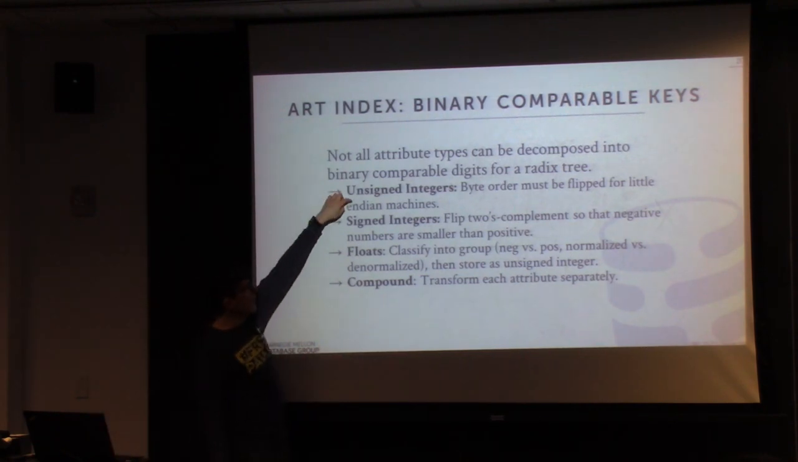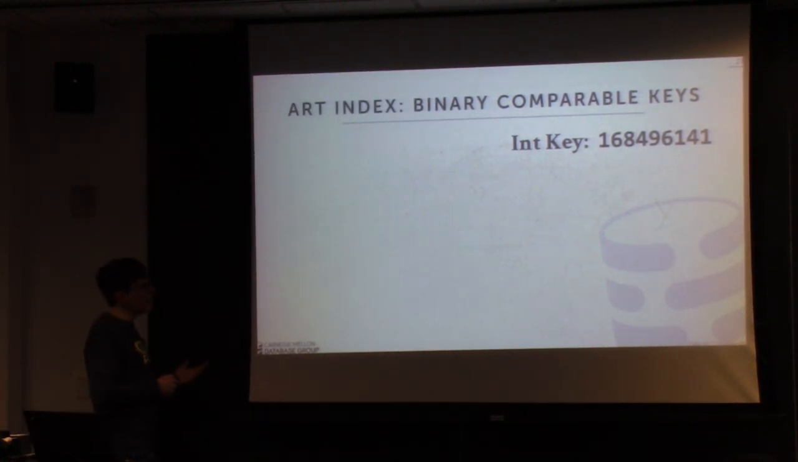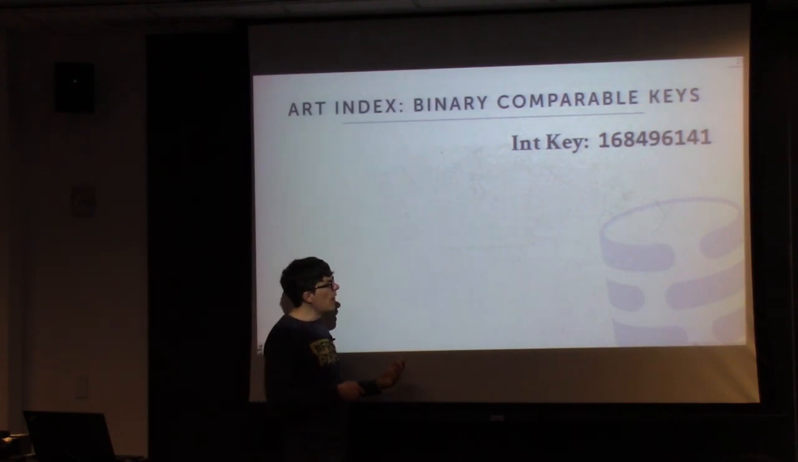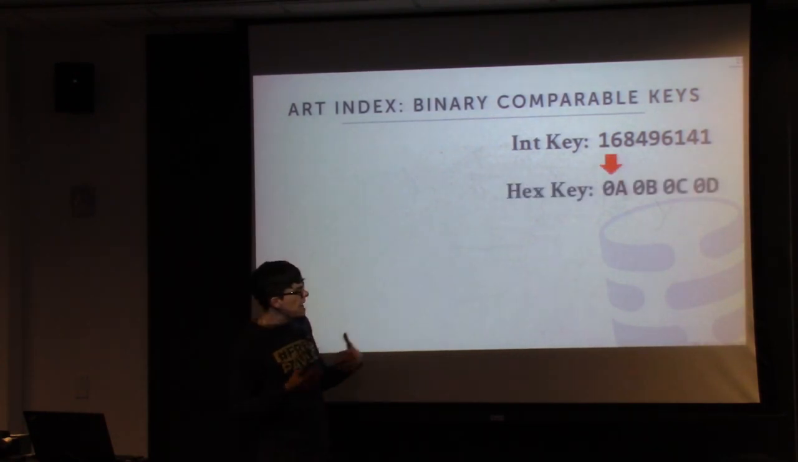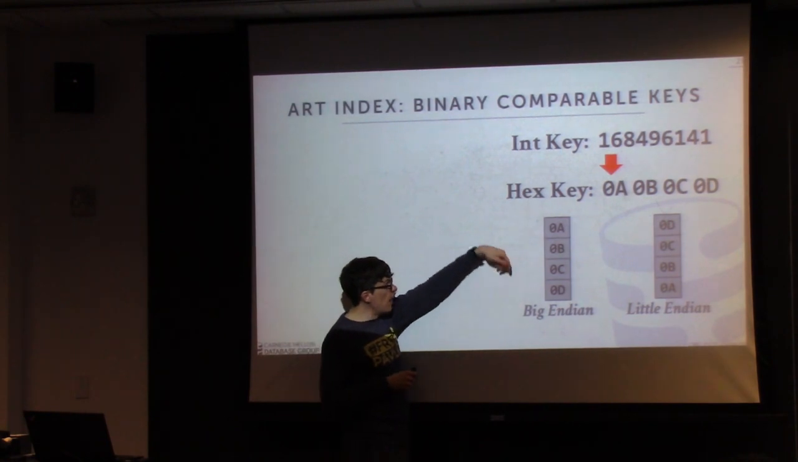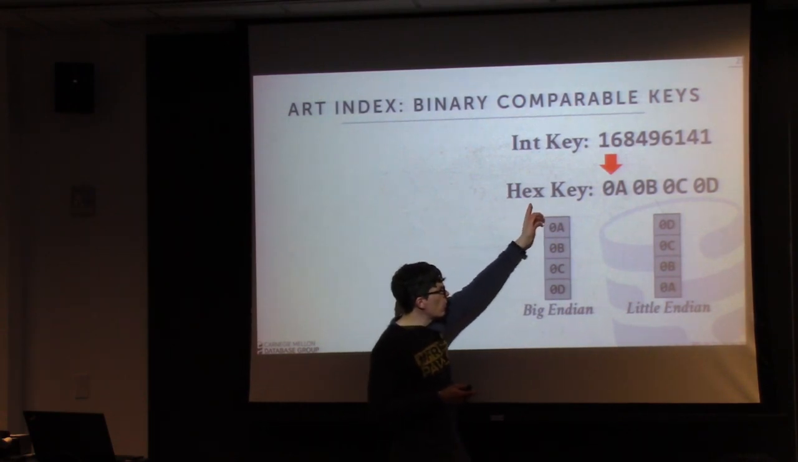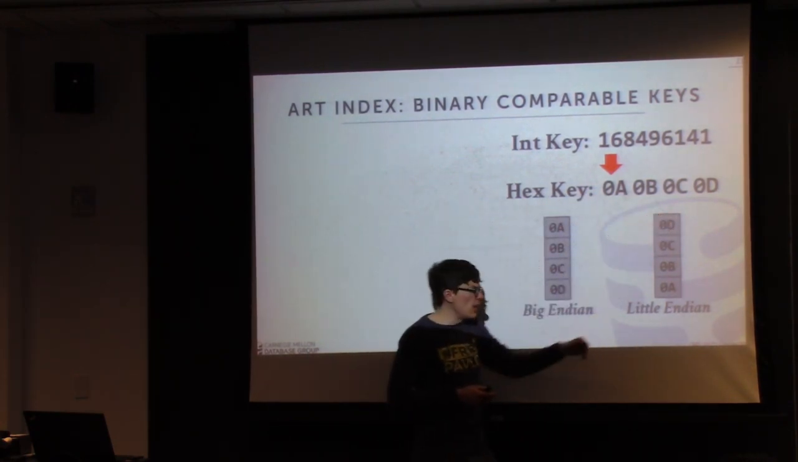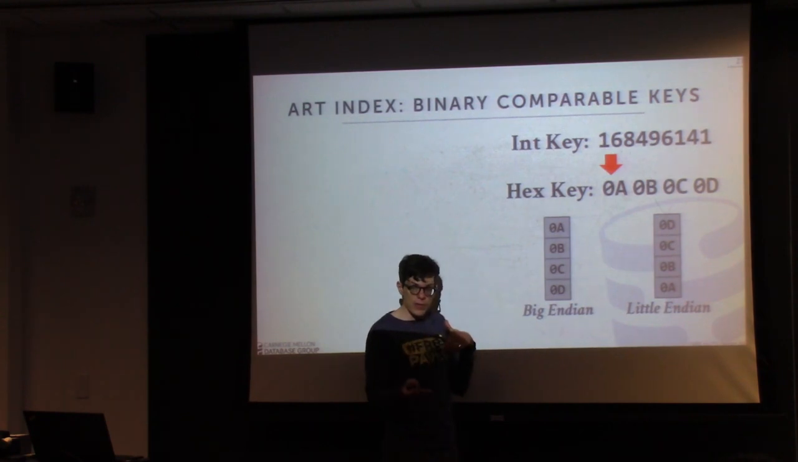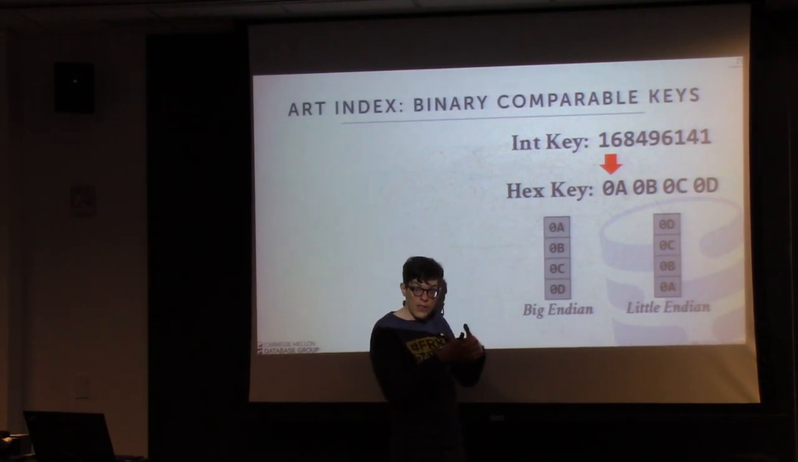So let me show what I mean by this. I'll show what we're talking about for unsigned integers, because this should be pretty straightforward to understand. Say I have an integer key, this one's like 168 million. If you convert that to hex, you'll see why you have to store this in big endian format in the radix tree instead of little endian. If you stored it in big endian, from the lowest memory location to the end, you would have it in the order you would expect, reading across from 0 to A. So now if I want to compare whether some number is less than another number, I can just look at these high order bits, do a straight memcmp, and see that, indeed, one is less than the other.